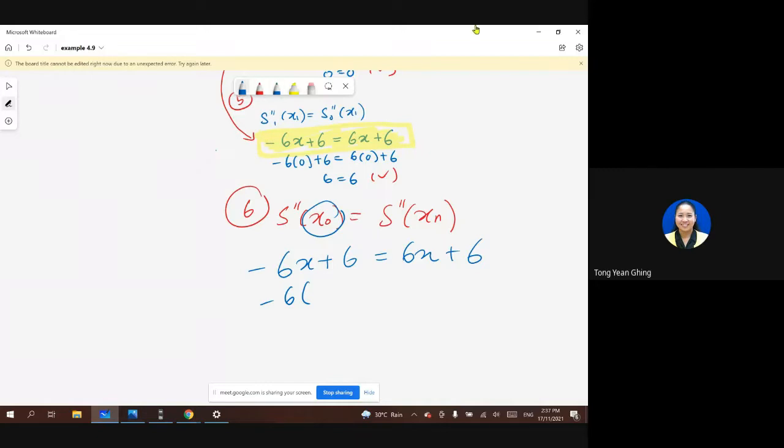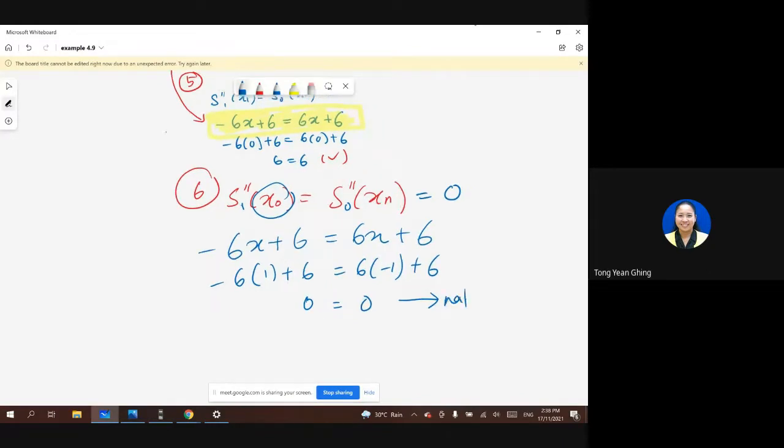Kejap. This one should be 1 and this one should be naught, 1 and then this one negative 1. So that means 0, 0 have to be equal to 0. Betul lah. Okay, so this is the natural cubic spline. Sebab dia punya S double prime for x naught is equal to S double prime for xn, x naught sama dengan kosong.